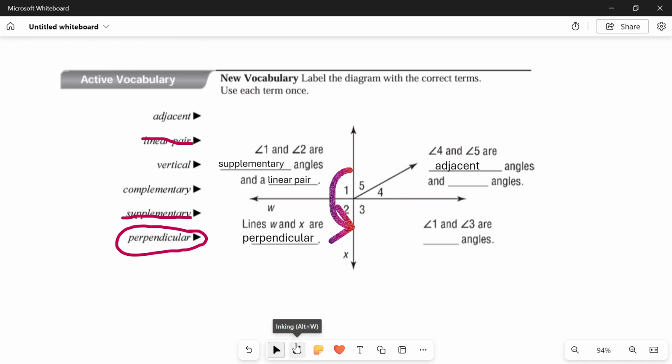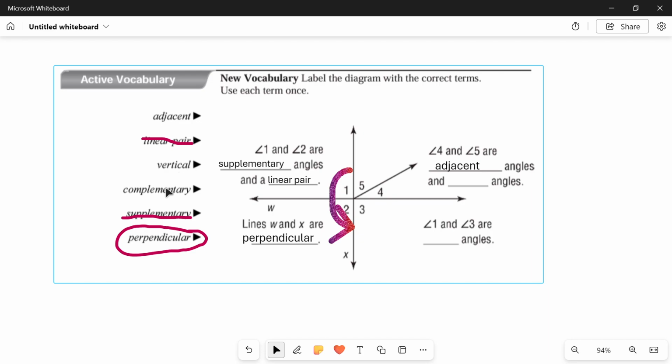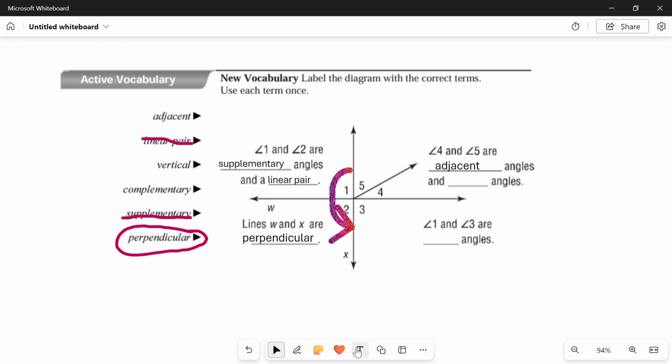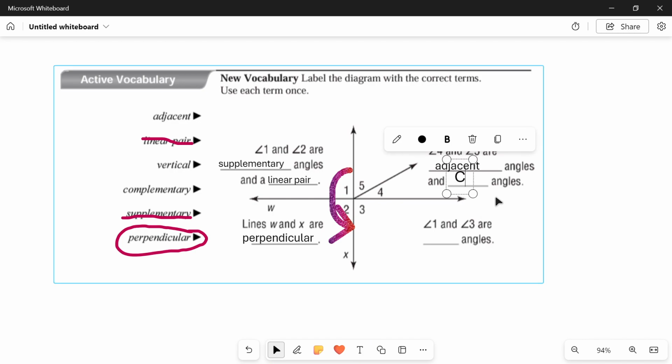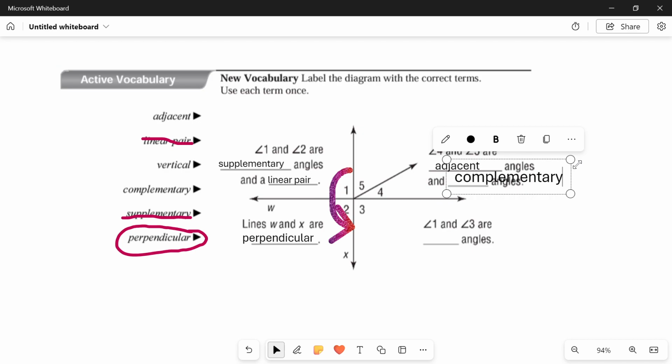So that makes them complementary. When the two angles together add up to 90 degrees, they are complementary. This is a different spelling from compliment that you give to someone.